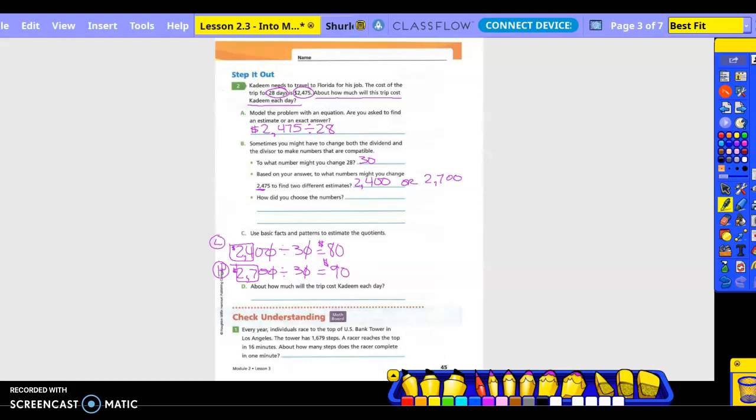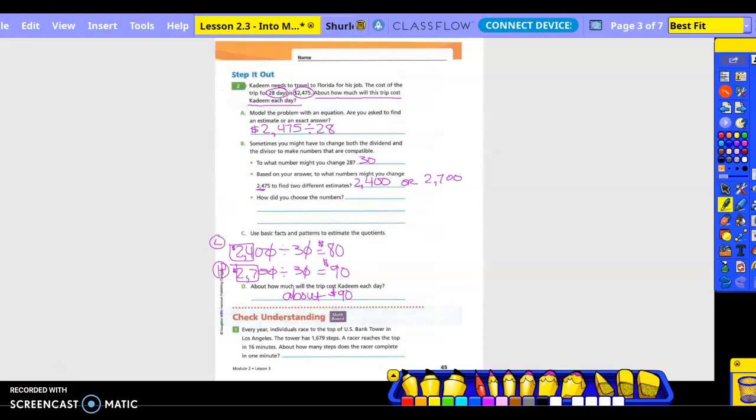When you're dealing with money, do you want to go and not have enough? You better have too much, right? Okay, than too little. So would it be better in this case to go with the low estimate or the high estimate? The high estimate. So, and then you use the word about because it's an estimate, right? About $90 each day.